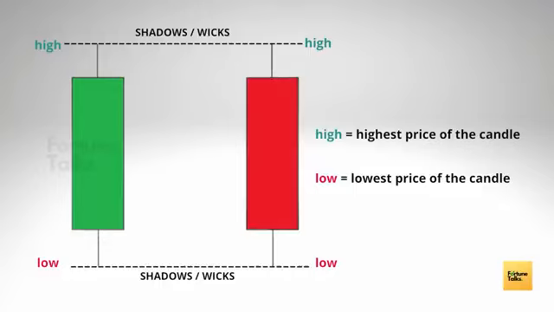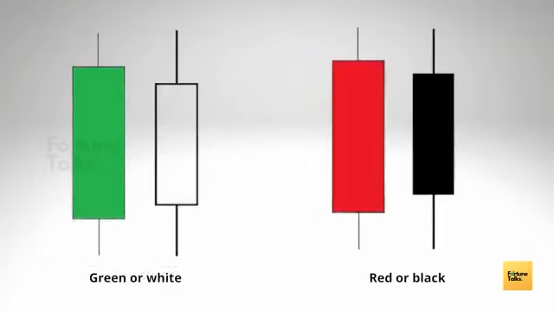The upper wick signifies the high of the period and the lower wick signifies the low of the period. The high is the highest price point of the candle at a particular time and the low is the lowest price point of the candle at a particular time, depending upon the time frame you're trading on. Candlesticks generally have two popular colors, green and red. Sometimes it might be white and black depending on the settings that you use, but most commonly it's green and red.